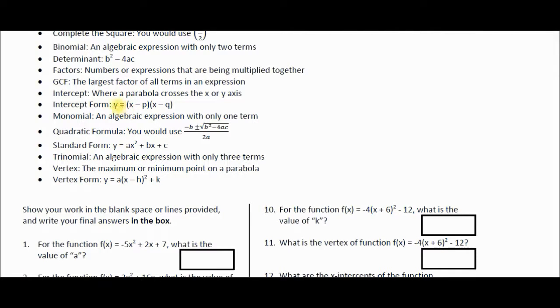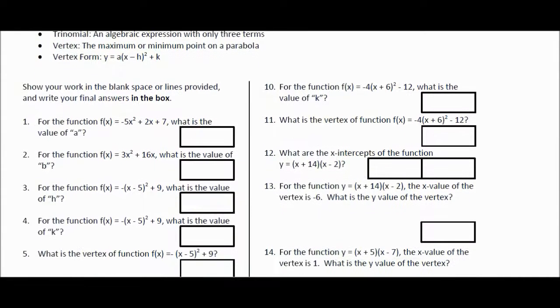And then one typo here. Intercept form should be y equals a. That's a terrible y. Let's correct that. Y equals a times x minus p times x minus q. And the point here is that when you see an intercept form quadratic, you're going to see two sets of parentheses. Okay, let's begin and see how many we can do in one video.